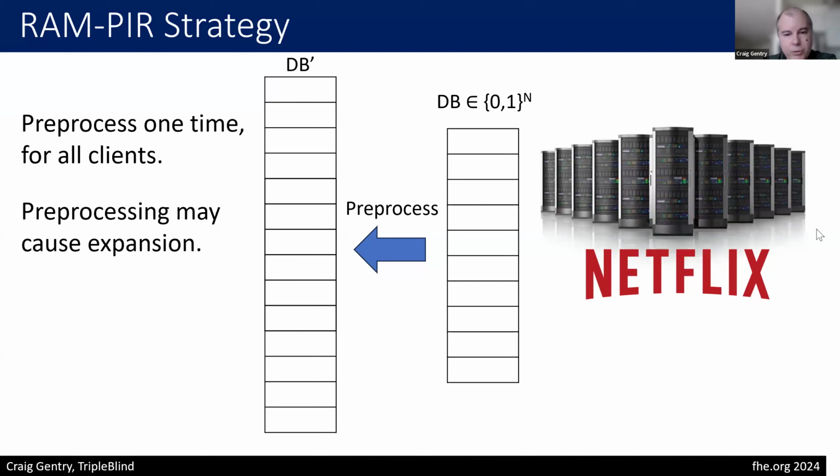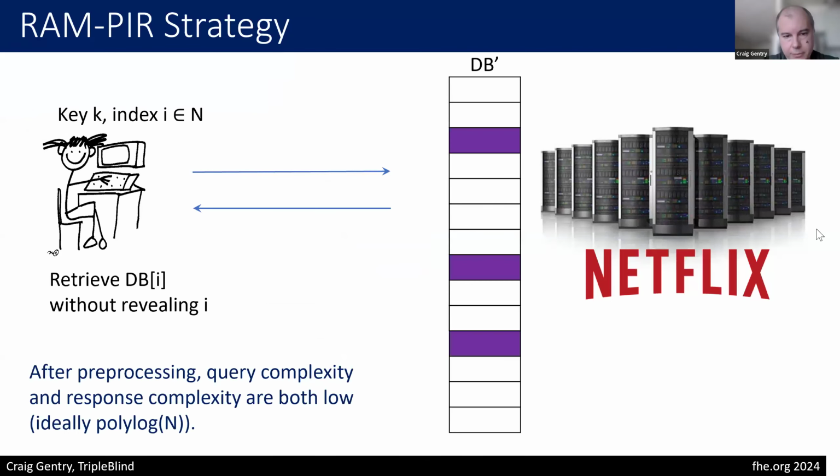But there's kind of a way around this. Let's say the server doesn't just keep the database as it is, but instead preprocesses it in a way to get DB prime. It does this one time for all clients, and maybe that preprocessing causes some expansion, but maybe that preprocessing sort of interleaves the database bits in some magical way so that you can't any longer say that if I just access a few bits in DB prime, it follows that the server knows that some bits are irrelevant.